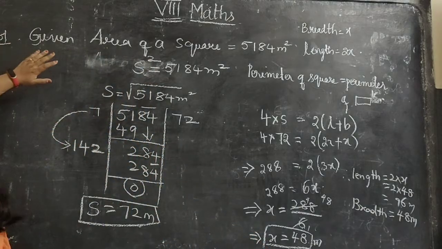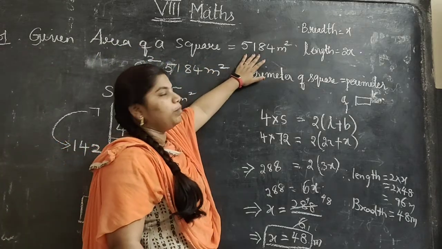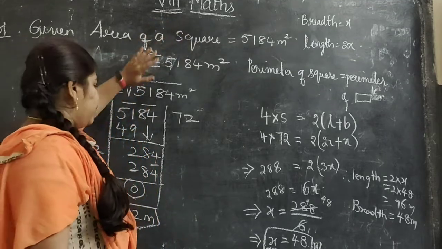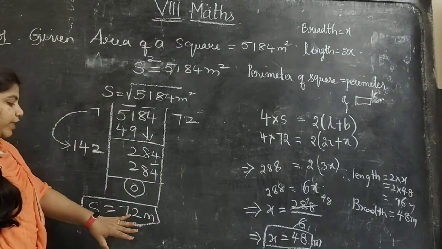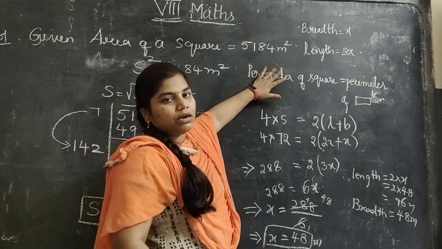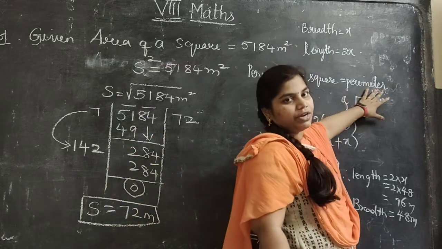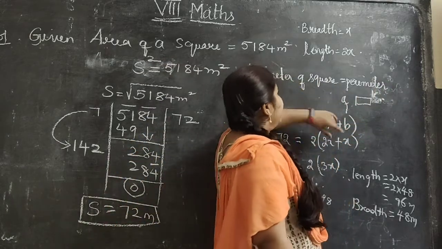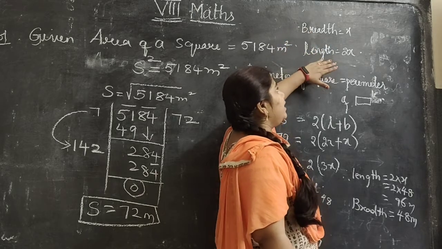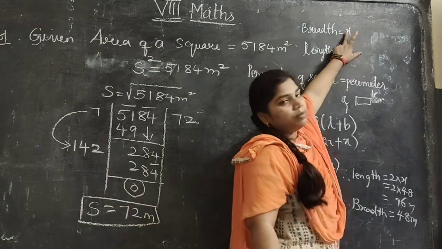So first, once again listen to this. They have given the area of a square as 5184 meters square. By using that, we first have to find the side value. If you get the side value, we can easily find the perimeter of a square. They have also given the note that the perimeter of a square is equal to the perimeter of a rectangle. In that, we take the breadth value as x because nothing is mentioned, and the length value they told us is twice its breadth, that is 2 times the breadth value.